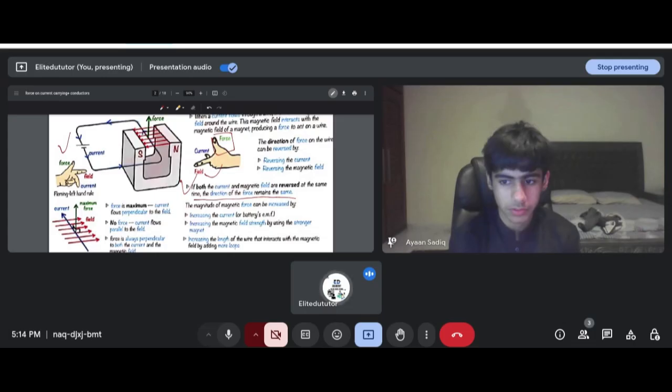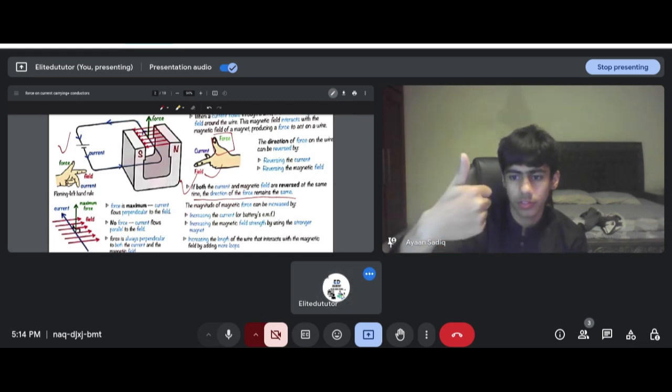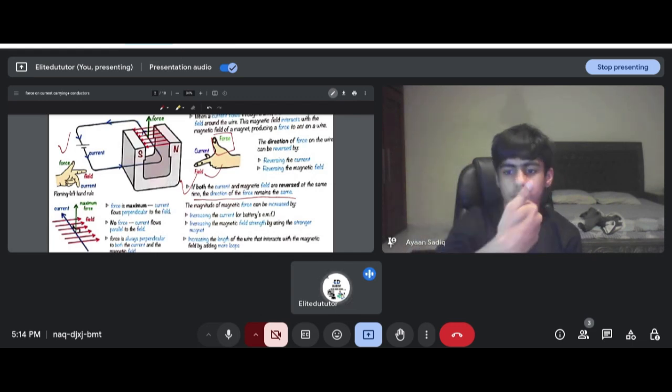Can you make Fleming's left hand rule? First point it towards yourself. No, that is not the left. Okay, yes. Put that finger toward yourself. No, the middle finger, in the direction of current.